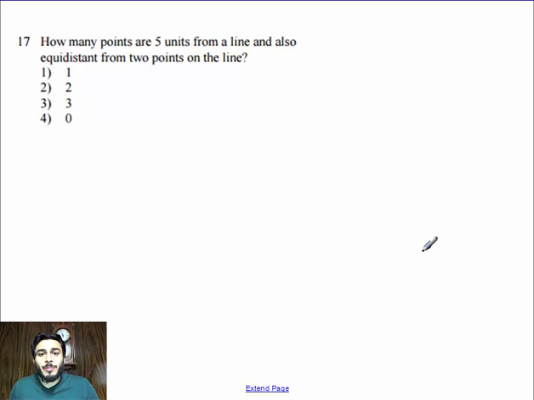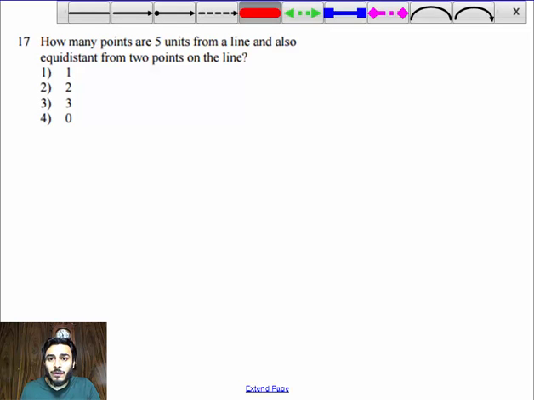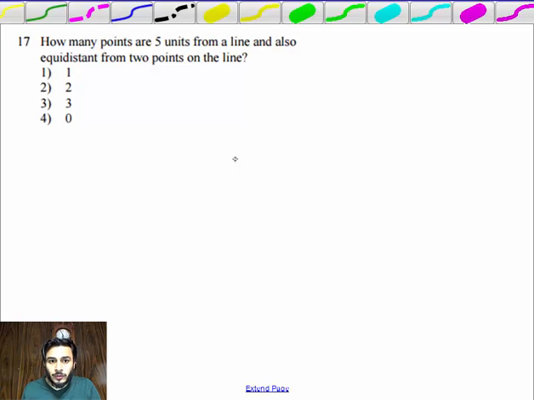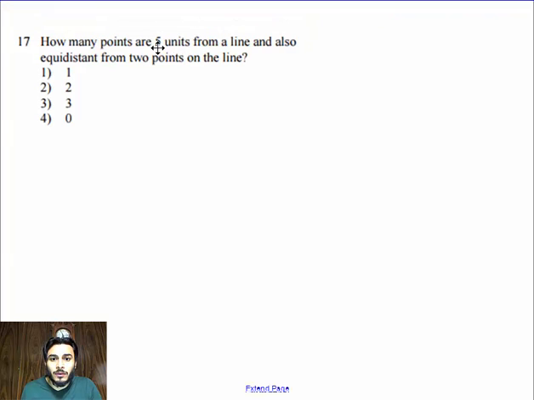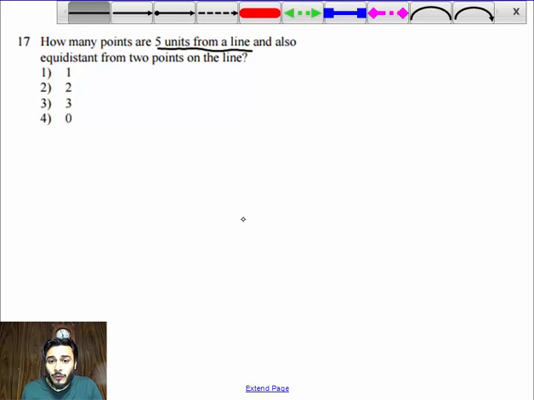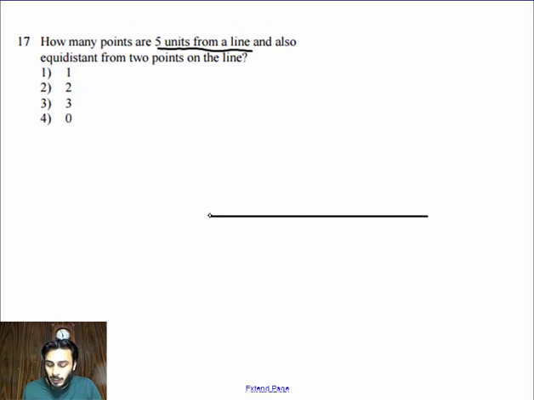Number 17, how many points are 5 units from a line and also equidistant from 2 points on the line? So this is just your basic locus question. So let's take a look at the first criteria. It says 5 units from a line. So you're going to start off with a line, just an arbitrary line. I decided to draw it horizontally, but you can also draw it vertically. Just going to draw one line first.